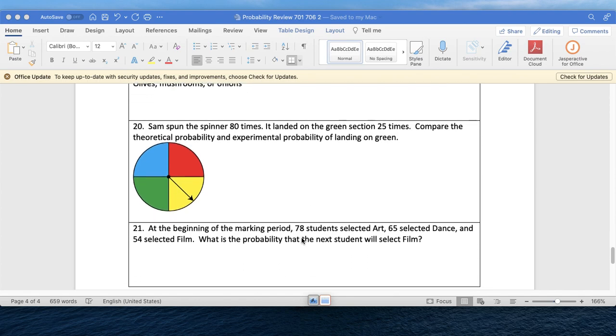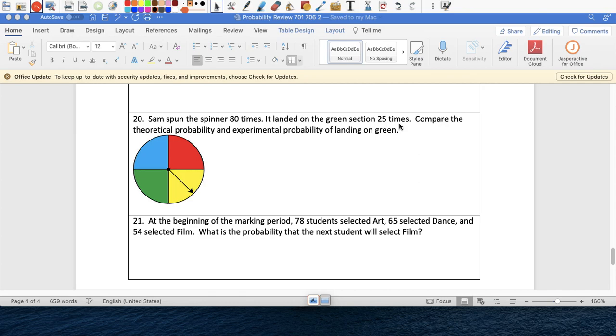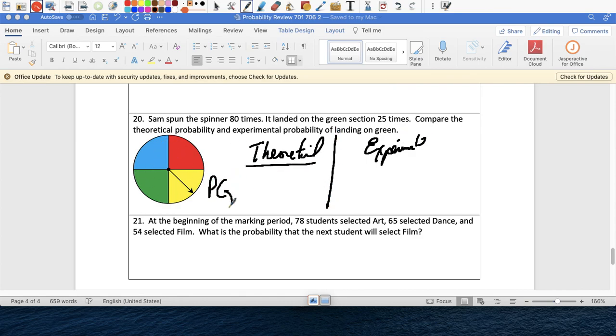Sam spun the spinner 80 times, so this is an experiment. It landed on green 25 times. Compare the theoretical and experimental probability of landing on green. So theoretical first, and then experimental. What's the probability of landing on green? P of green. The probability of landing on green is 1 out of 4, or 25%.